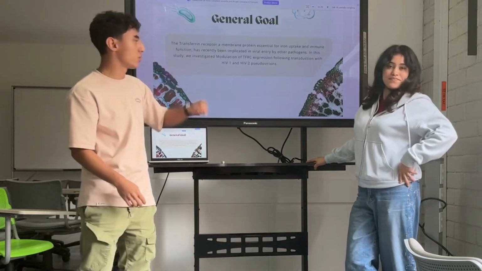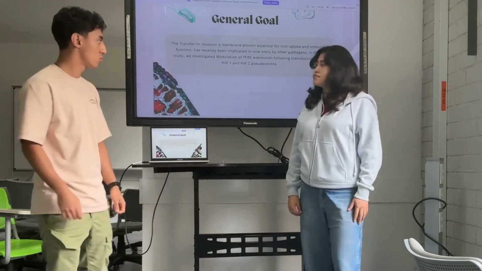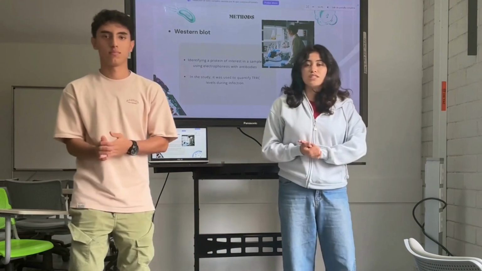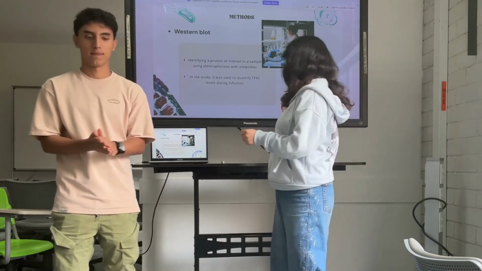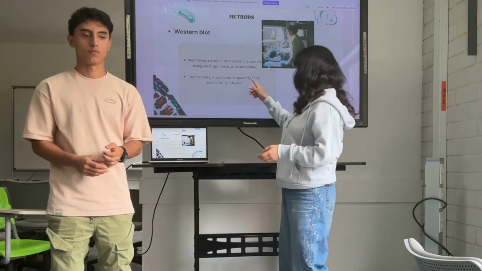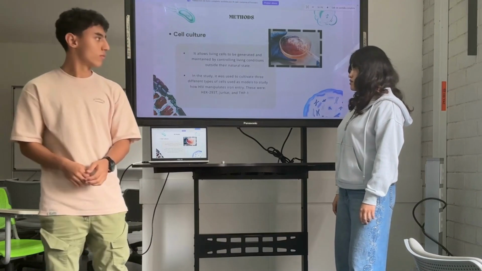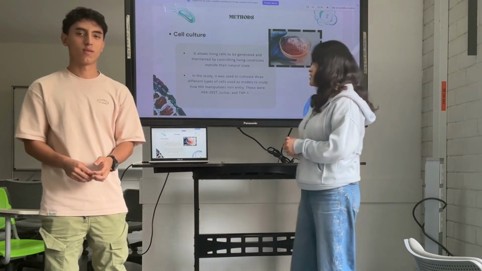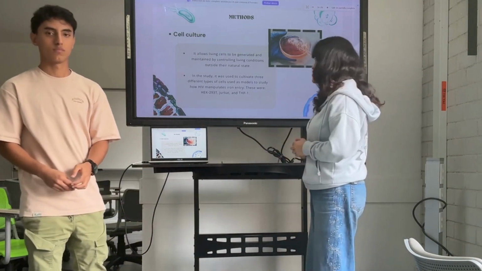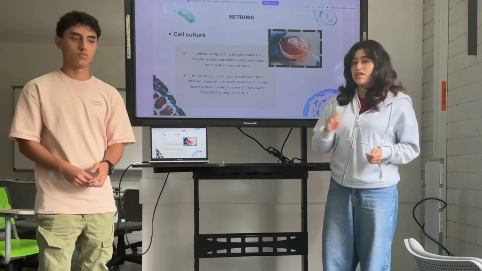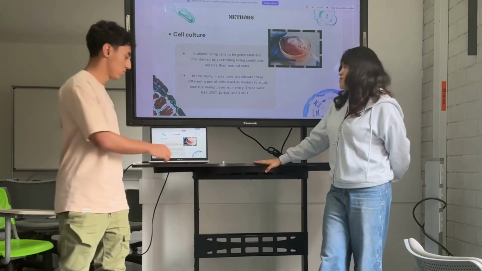Then we have our general goal, which is modulation of TFRC expression following transduction with HIV1 and HIV2 cell molecules. So now we have methods. First, it's Western blot, which is used to identify a specific protein. In this case, it was TFRC during levels of the infection. And then we have the cell culture, which is also used to make cells grow in controlled living conditions. In this case, it was used for different types of cells: HEK293T, JURKAT, and THP1.